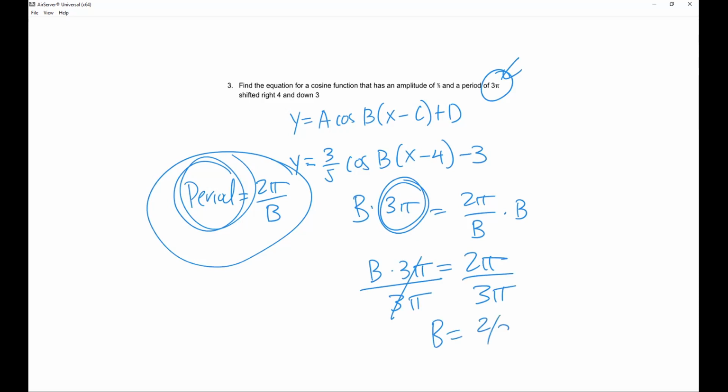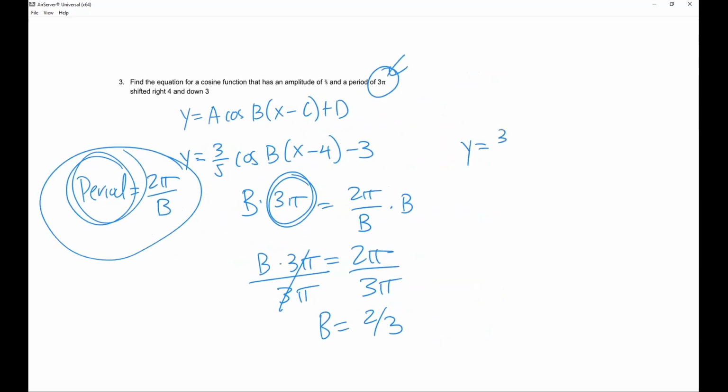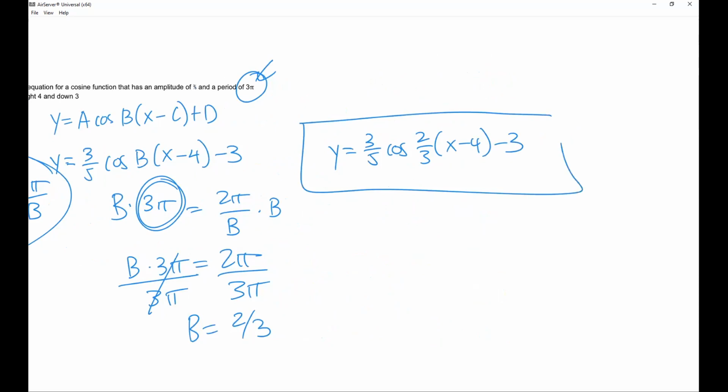So the final answer is y is equal to 3/5 cosine 2/3, and then what? x minus 4, minus 3. And that is your answer. Okay? All right.